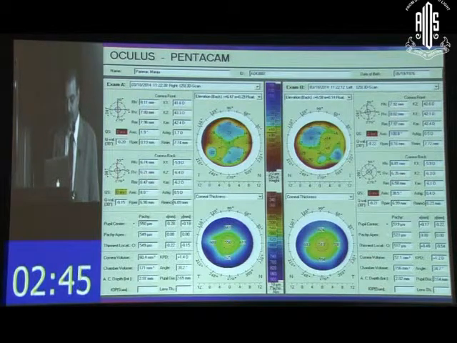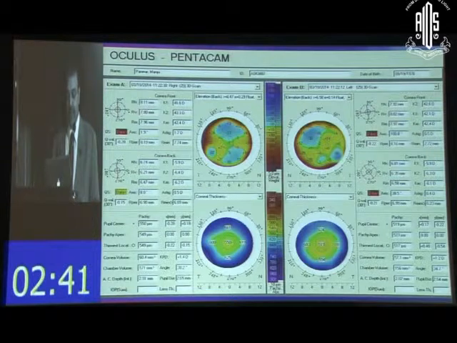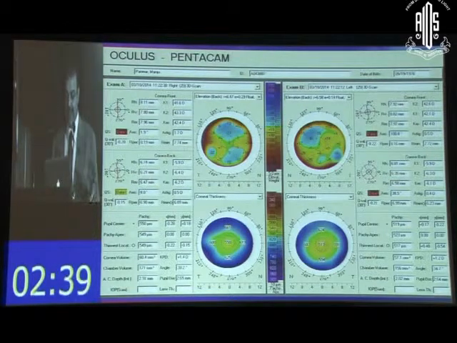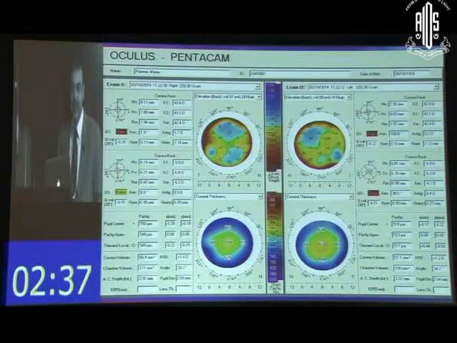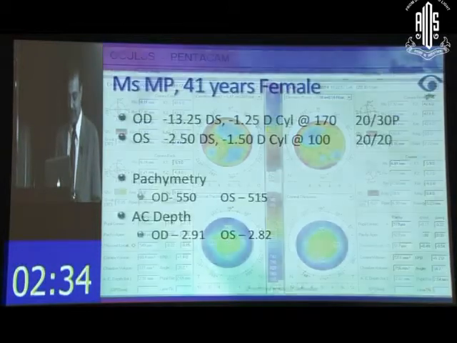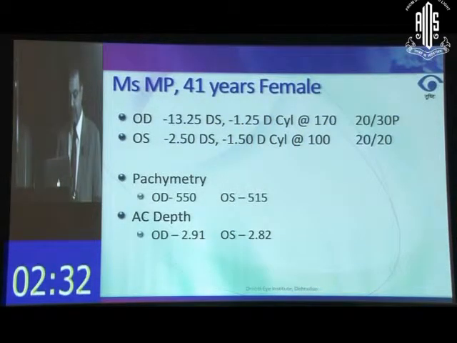The topographies are unremarkable. There's a 550 cornea on the right side, 519 on the left side. So God has given her a thicker cornea on the side where the power is more. For some reason, she's lucky. What would you decide to do?